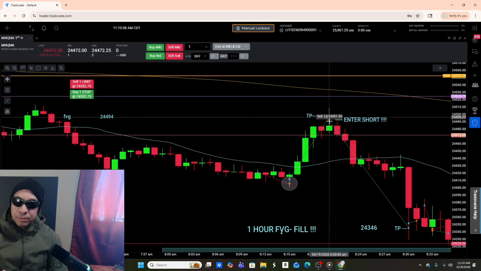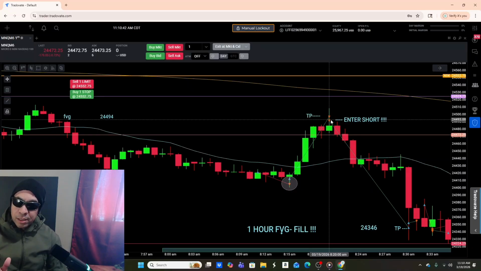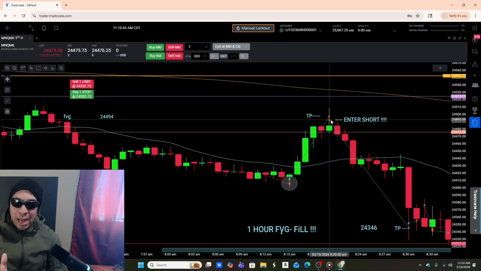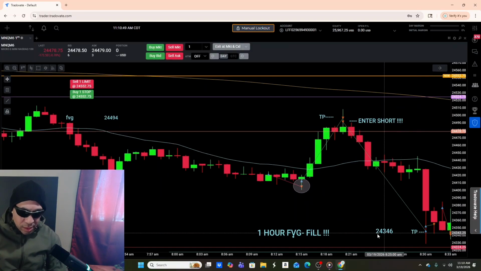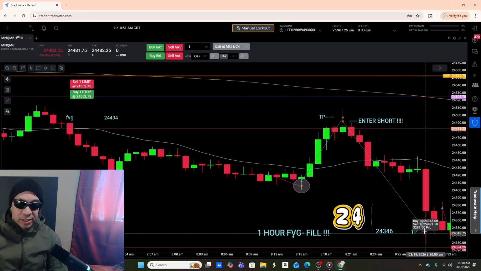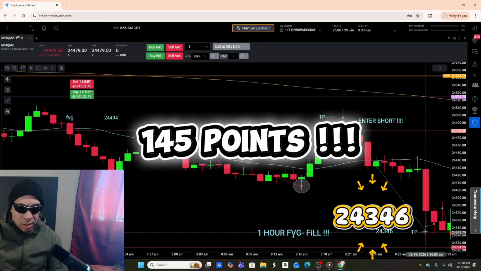But I sold it. Was my stop right here? And where was my target? Exactly where I had planned out and mapped out: 24,346. 145 points. Look at this.